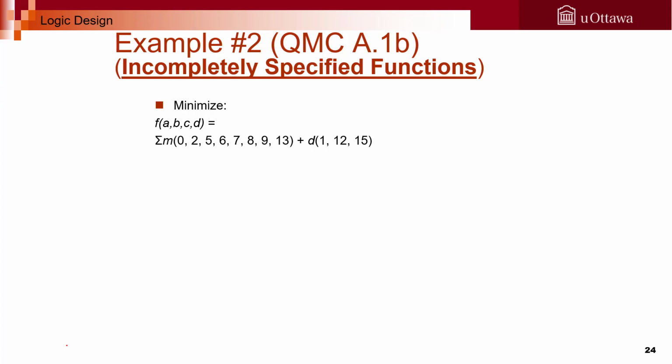I want you to minimize based on the number, based on the adjacency or the united theorem, okay? Now, for a function with big numbers, we will end up having a large number of implicants. I want you to minimize this function.